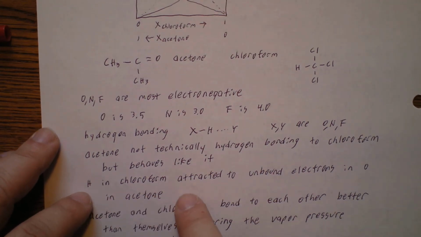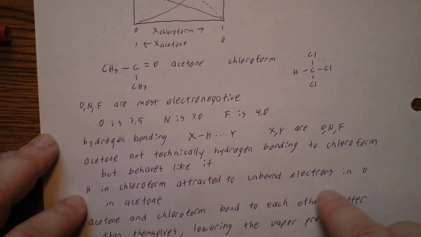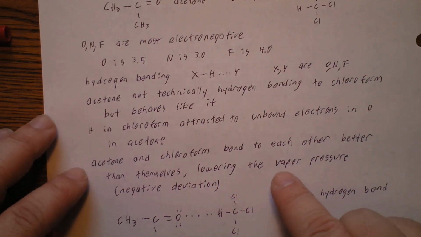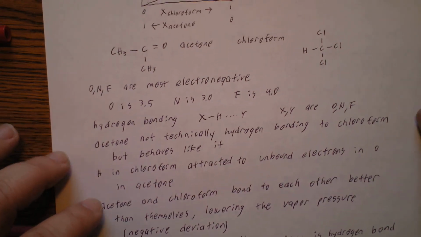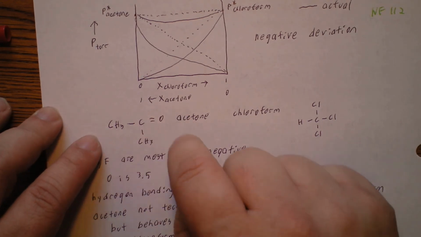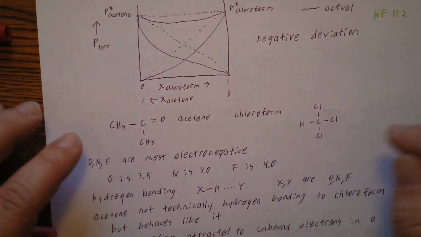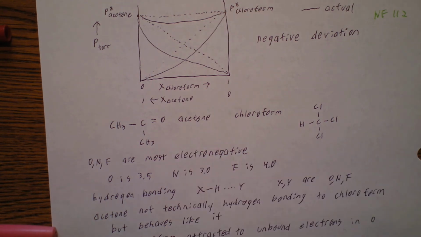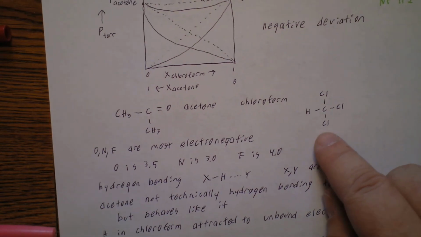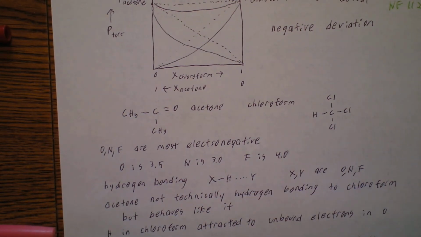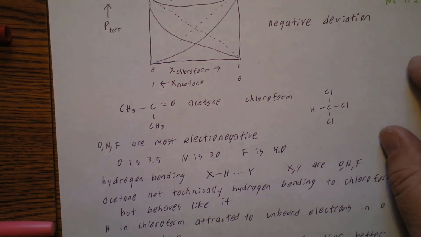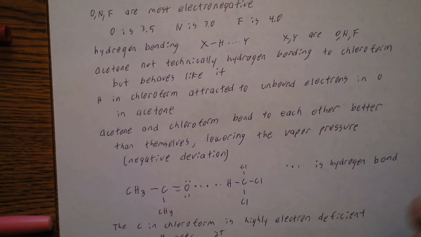But the H in the chloroform is attracted to unbound electrons in the oxygen of the ketone. So the acetone and the chloroform bond to each other better than to themselves. That's the thing. You have a whole bunch of these, with all the unbound electrons here, so they'll just bond to each other like it's nonpolar. Same thing with the chloroform. But when you have these two near each other, then the oxygen and the hydrogen try to bond with each other. So that's the negative deviation. They bond with each other.